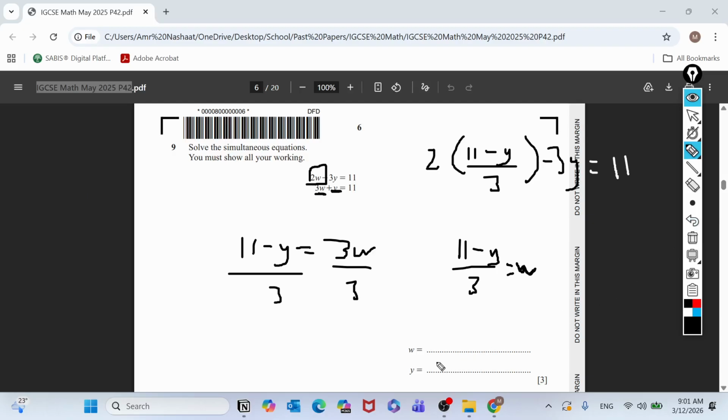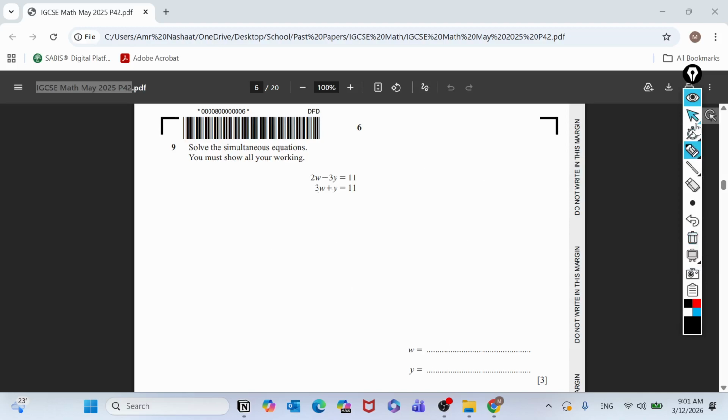And then you're going to get y equals what? Wait, let me do it. 2, 11 minus y over 3 minus 3y. Y equals -1. And then just put -1 into this equation. 11 minus -1 is 12 over 3, and then you get w equals 4. Okay.